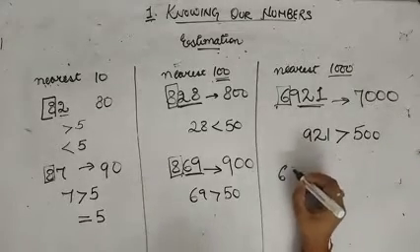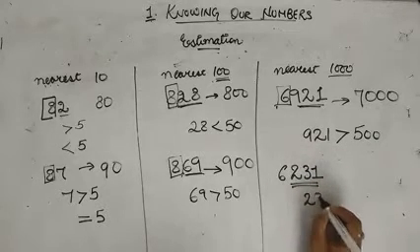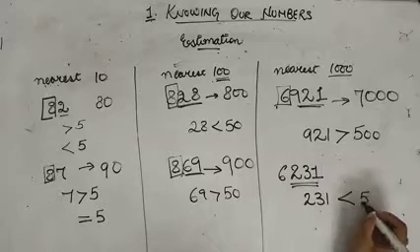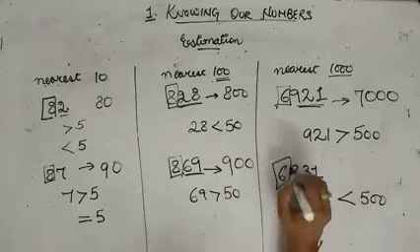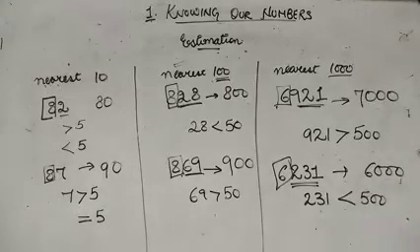Let's say 6231. Now 231 is less than 500. It means 6 will remain same. So it will become 6000.